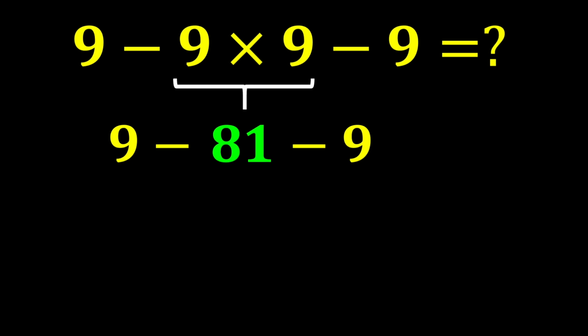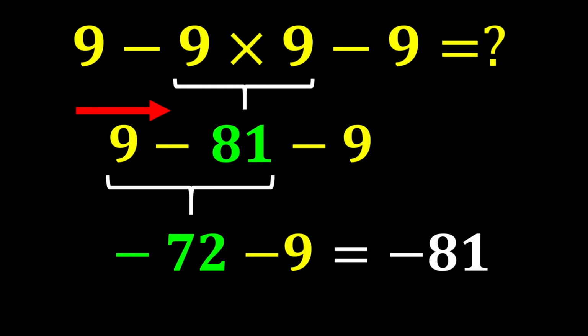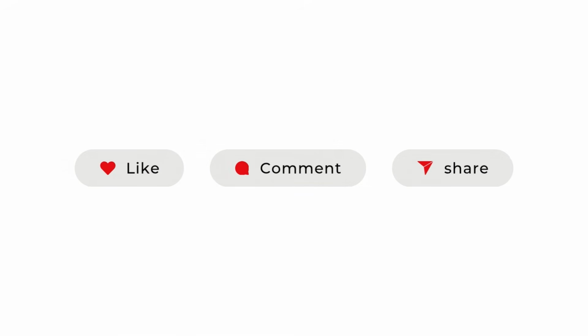Now, in this expression, there are 2 subtractions, and since according to PEMDAS subtractions have equal priority, we move from left to right and perform the subtractions in order. 9 minus 81 gives us negative 72, and finally negative 72 minus 9 gives us negative 81, which is our final answer.